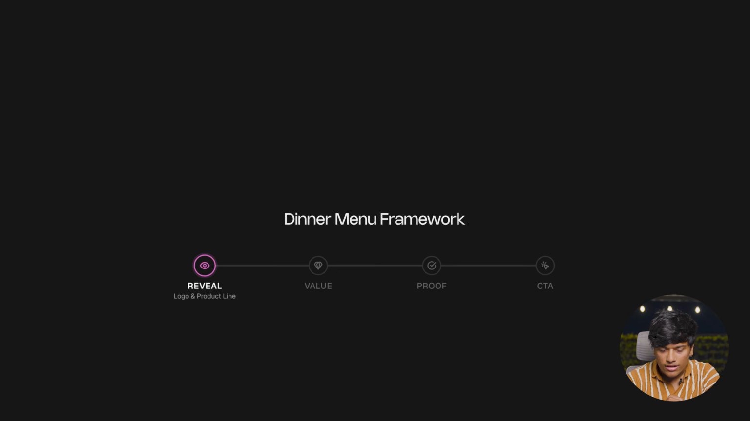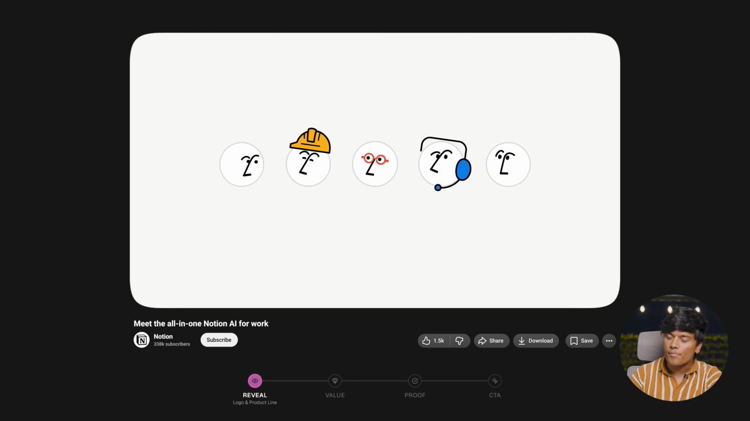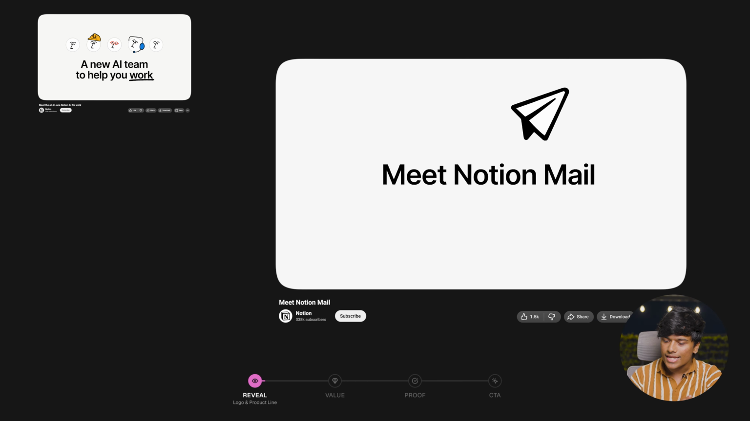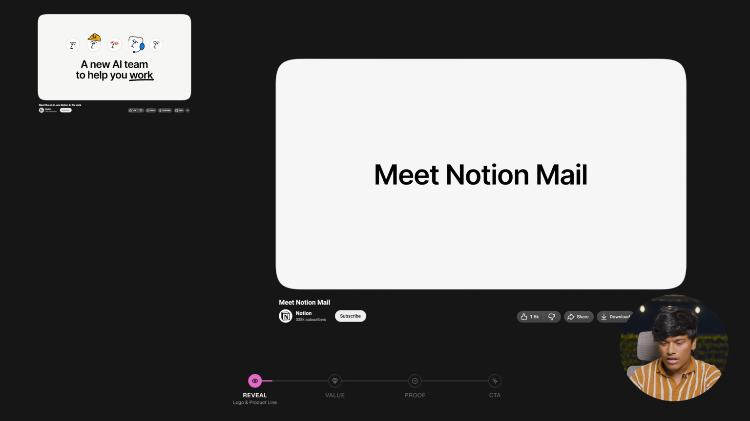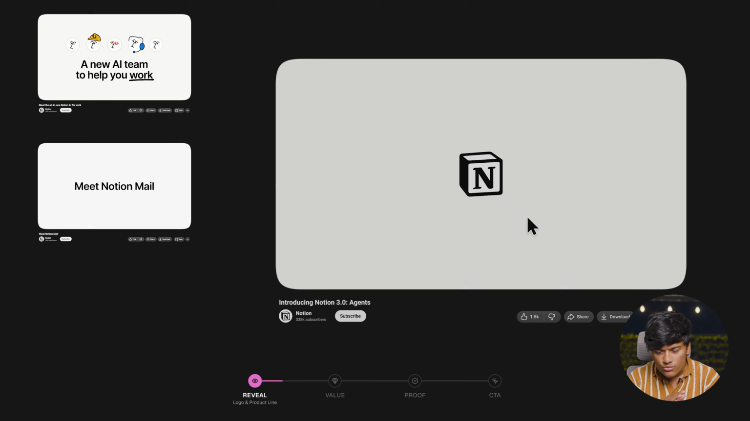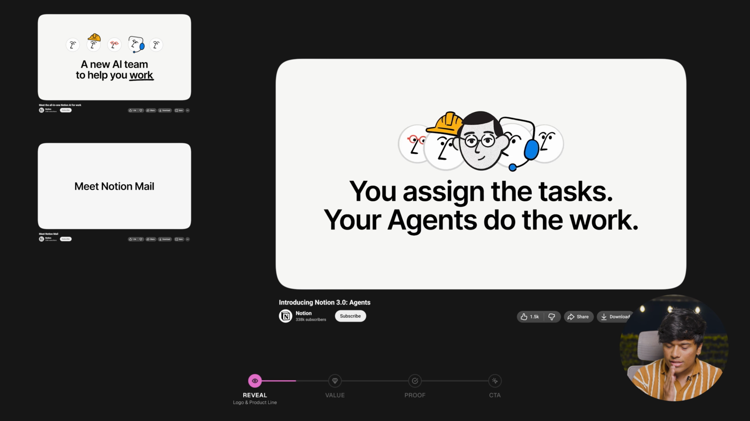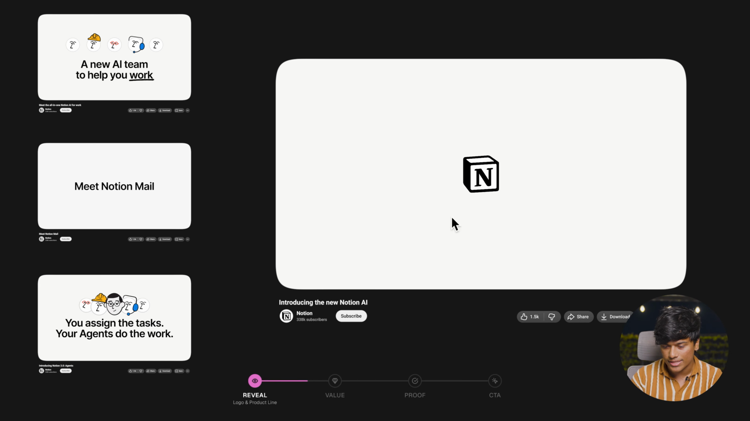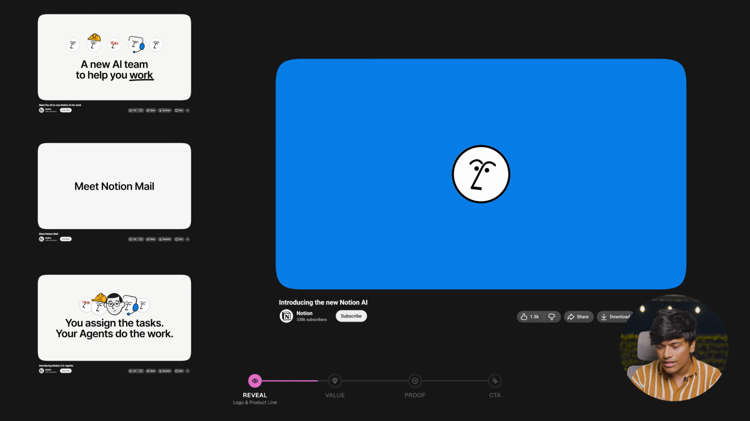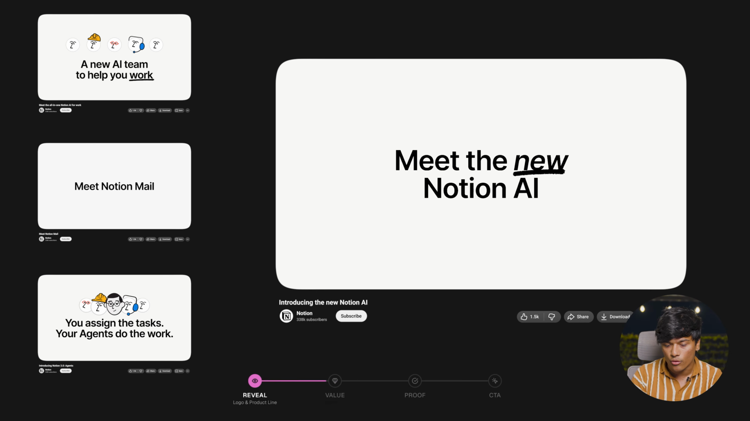Now, let's get back into understanding what the dinner menu framework really means. If you look closely, all Notion videos have the same pattern that they follow. Now, let's isolate every single step in this pattern. First, the reveal. Right after Notion introduces their brand, the first thing Notion does is reveal the product's function. Notice how simple it is. White background with minimal text. Just the product's introduction, and there's no interface yet. This is a clear signal that prepares the viewer from the get-go.